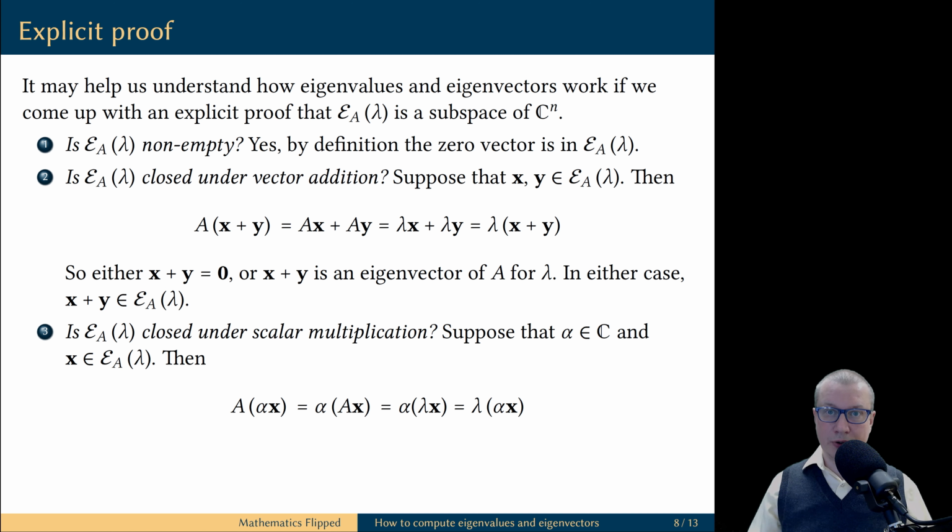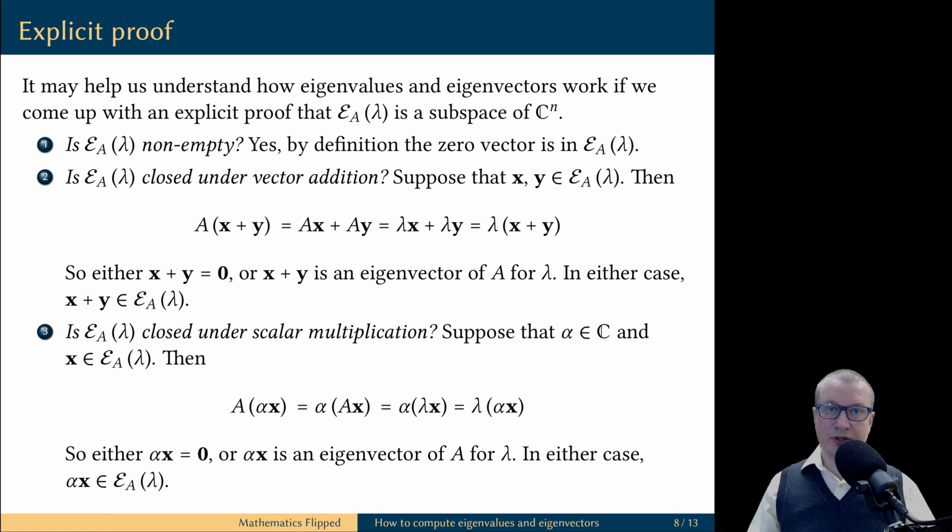I hope by now you're careful enough to recognize that not necessarily. If it is the zero vector, well, then it is a member of the eigenspace by the definition, and if it's not the zero vector, then yes, it is an eigenvector of A corresponding to the eigenvalue lambda. But this completes our three-step check, and this is an explicit proof of the fact that the eigenspace is always a subspace of the vector space of column vectors.